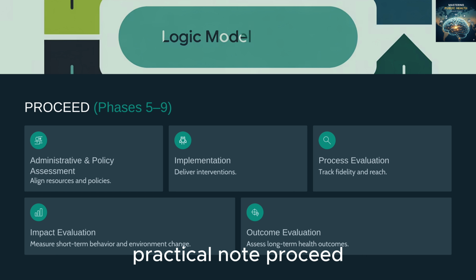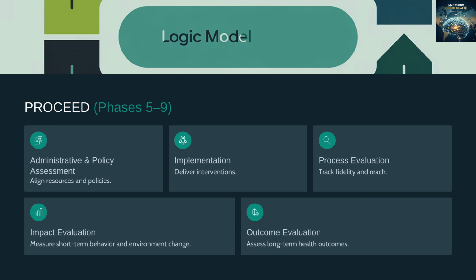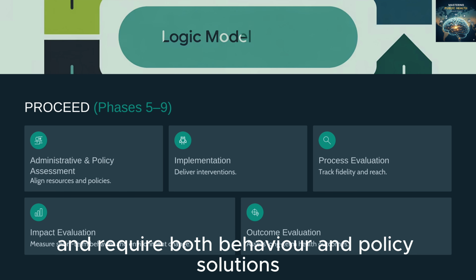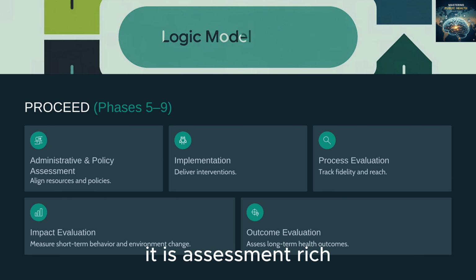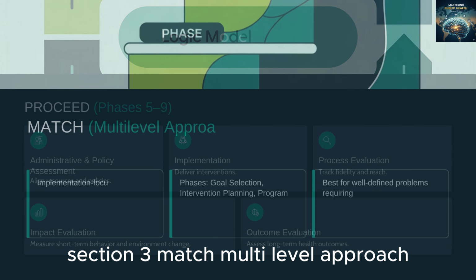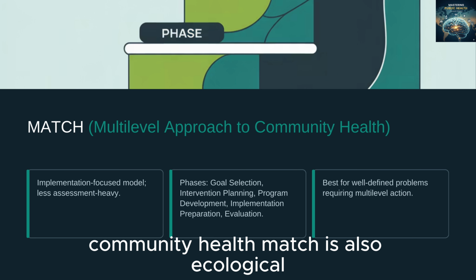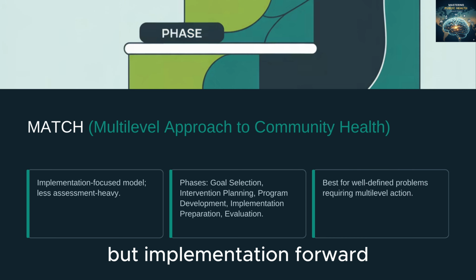Practical note. PRECEDE-PROCEED is strongest when problems are complex, multi-level, and require both behavior and policy solutions. It is assessment-rich and ideal for comprehensive community initiatives. Section 3, MATCH, multi-level approach to community health. MATCH is also ecological but implementation forward.